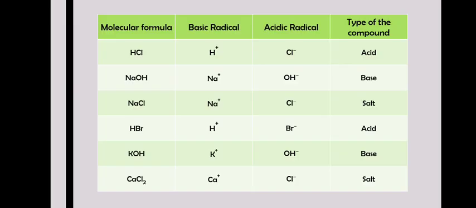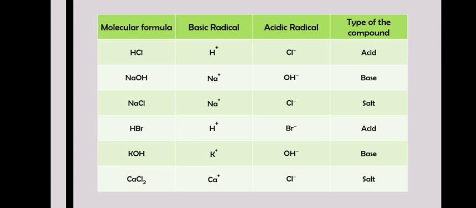So moving on, here you can see different types of compound, right? The molecular formula of the first compound is HCl, that is hydrochloric acid, correct? Second is NaOH, that is sodium hydroxide. The third one is NaCl, that is sodium chloride. Another one is hydrogen bromide. Then next is KOH, that is potassium hydroxide. And the last one here is CaCl2, that is calcium chloride.